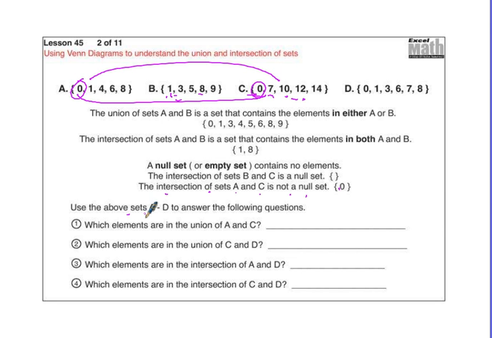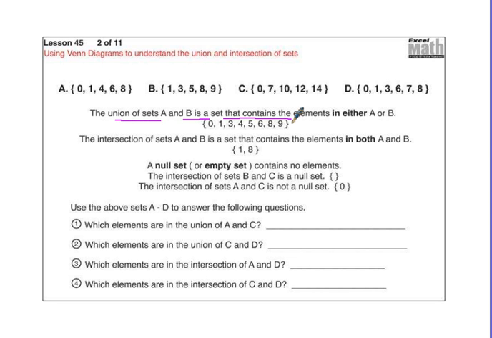It says use the above sets A through D to answer the following question. Which elements are in the union of A and C? So we're going to do this one together. Again, let's get that cleared off. The union of A and C. You go back up here and you look. Union is all the ones that are in either A or C. It's all the numbers that you see.